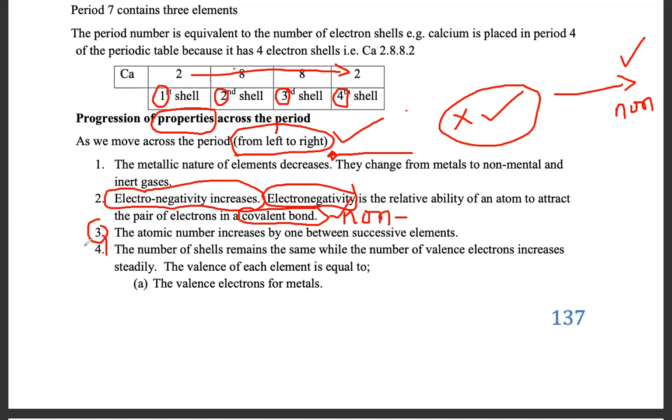Point number 4 is talking about the number of shells. The number of shells remains the same for as long as elements are in a particular period. If elements are in period 1, the number of shells will be 1. If elements are in period 2, the number of shells will remain 2. Ask questions before we move on to the next part.